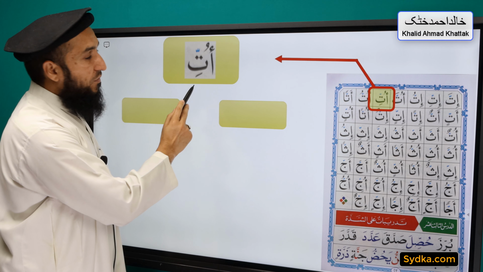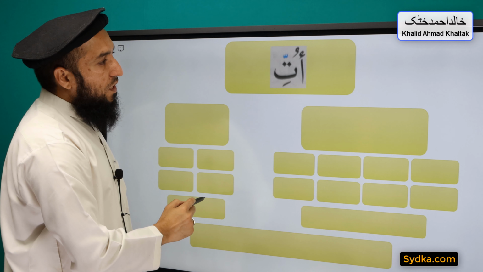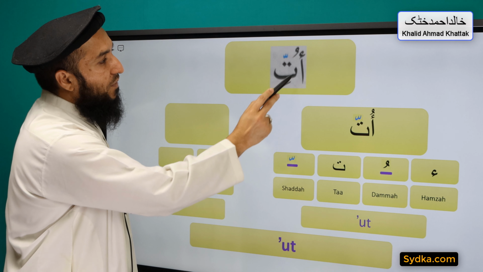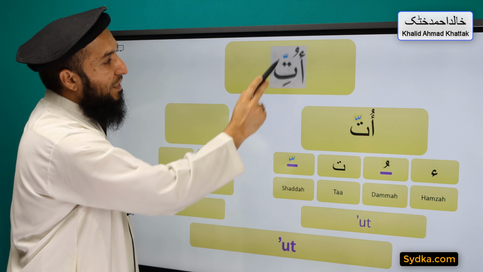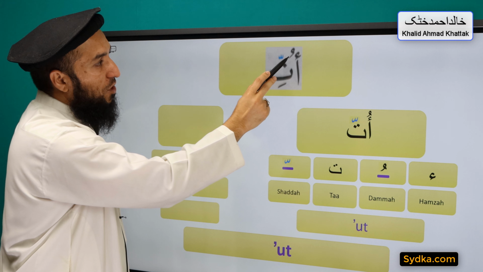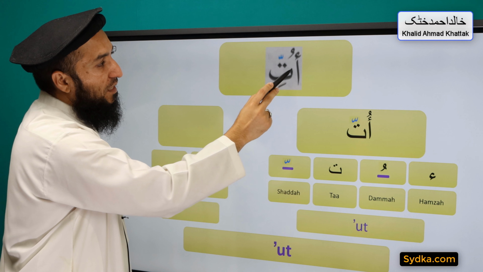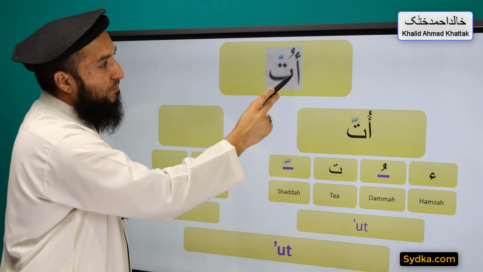The next word we have is utti, and it can be divided into two syllables. The first syllable we have is hamza dhamma ta shadda ut. Hamza is a light letter, it has dhamma on top of it, it is followed by ta. Ta has a shadda. This alif is silent and it is used as a chair for hamza.